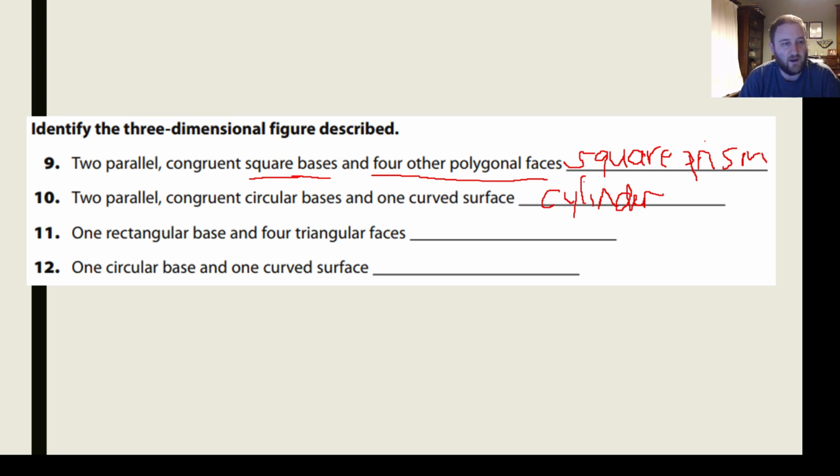Okay, number 11. 1 rectangular base and 4 triangular faces. Okay, so if it's got 1 rectangular base on the bottom, and then 4 triangular faces going up, what's that called? That is a rectangular pyramid.